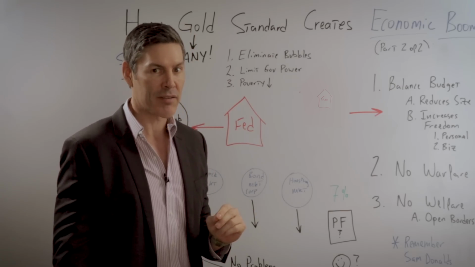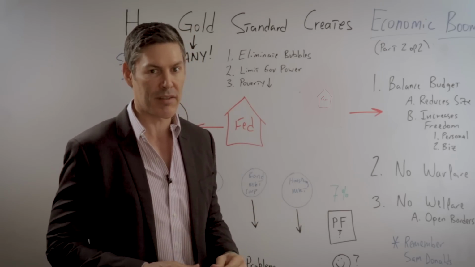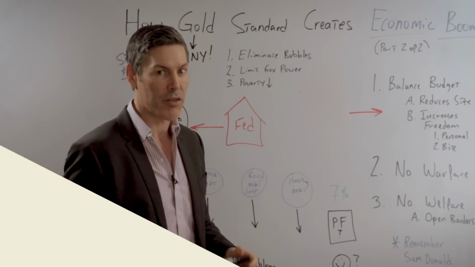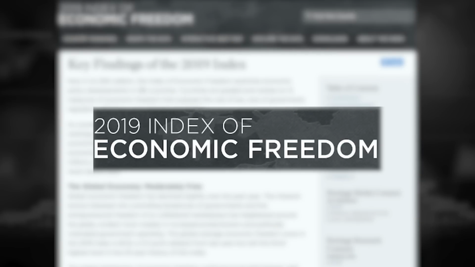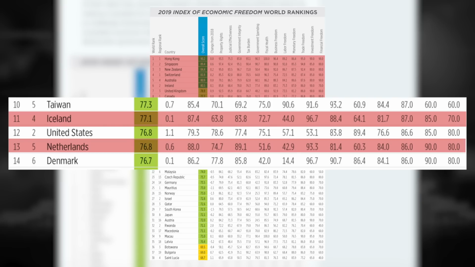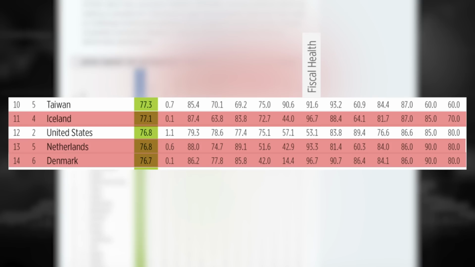A lot of Americans think that the United States is this utopia for small business and mid-sized business. That is not true. Editor, go ahead and throw up the 2019 Index of Economic Freedom. The United States isn't even in the top 10. In fact, it's right between Iceland, Netherlands, and Denmark. Bernie Sanders would definitely approve. But scrolling over to the right, look at its fiscal health.